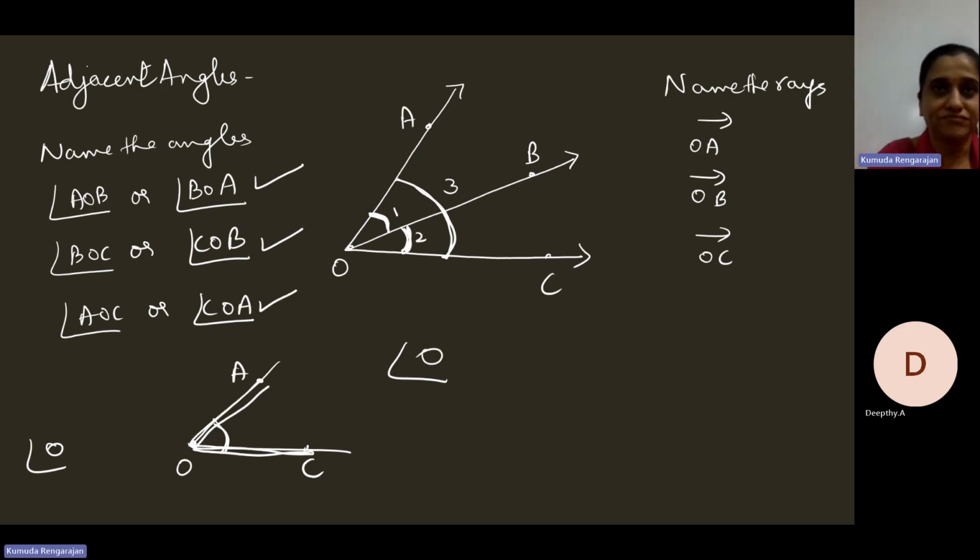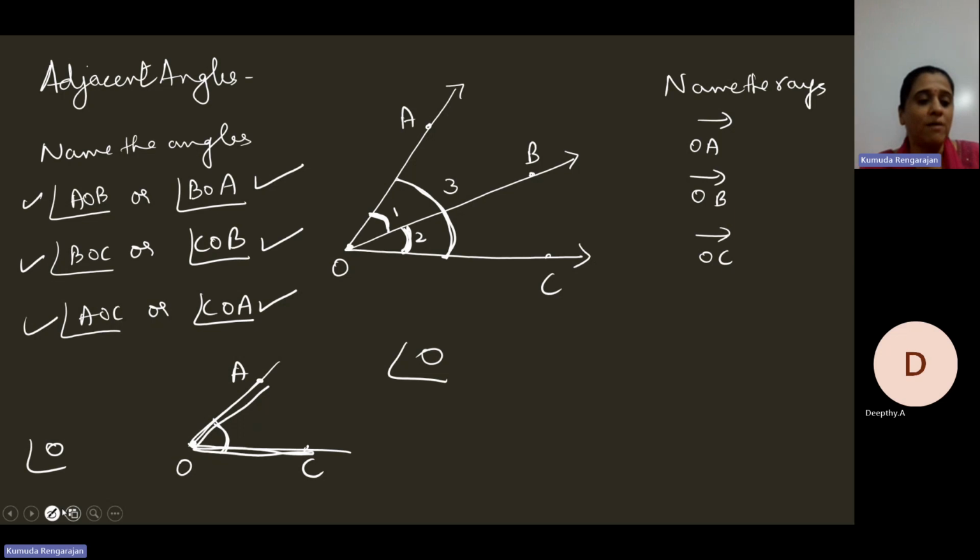So far, fine? Yes. Name the rays. You all said OA, OB, OC. Name the angles. Okay. So how many angles are formed at the vertex O? 3 angles. 3 angles are formed at the vertex O. These 3 angles are angle 1, angle 2, and angle 3. Correct? Okay. Now, the 3 angles are formed at this point O.